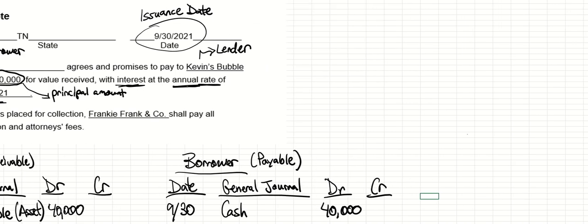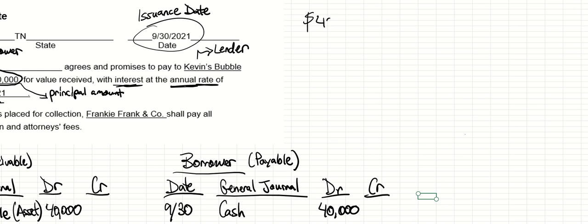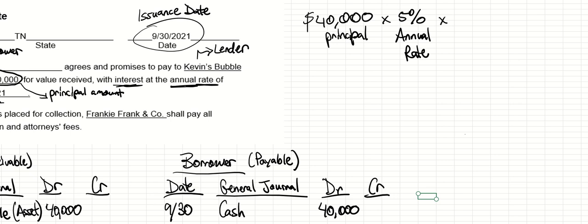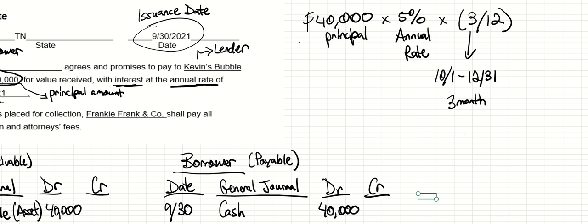So what I'm going to do is take 40,000, which is the principal, then multiply by 5%, which is the annual rate, and multiply it by 3 out of 12. What does this 3 mean? This 3 is from October 1st to December 31st. So it's 3 months of interest that we need to accrue and that needs to be paid. That gives us $500.